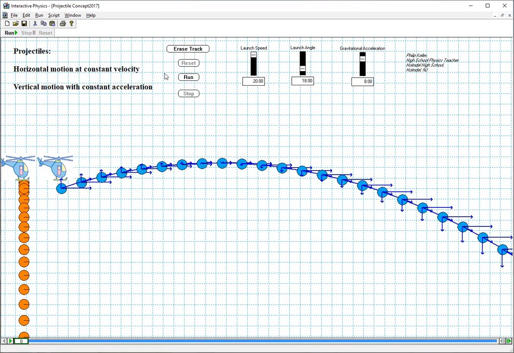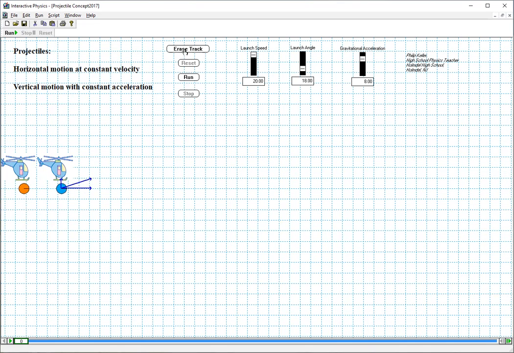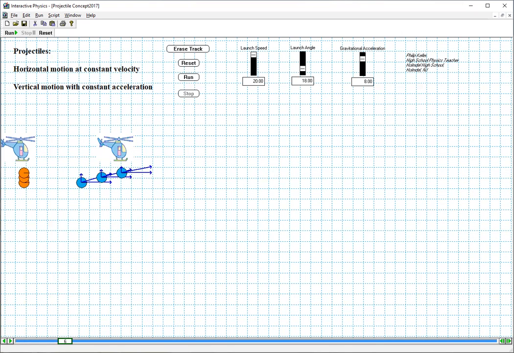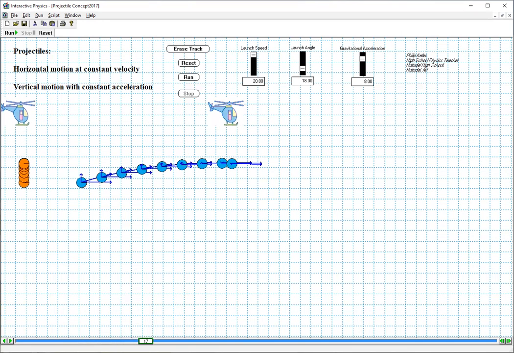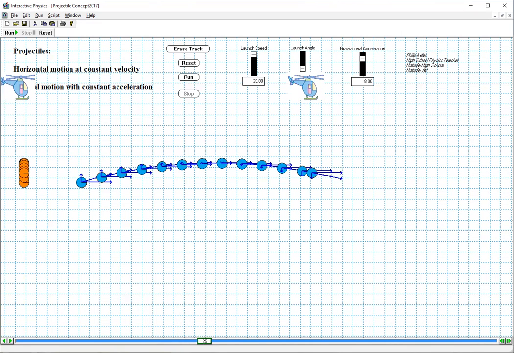Okay, now let's look at it one step at a time. In the first instant, the helicopter on the left is just rising. The one on the right is rising and moving to the right. So you'll notice that vertically, both packages initially move upward, and then due to the acceleration due to gravity, they slow down, stop, and begin their downward path.